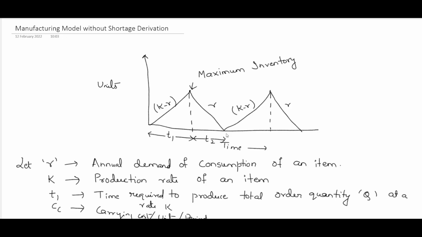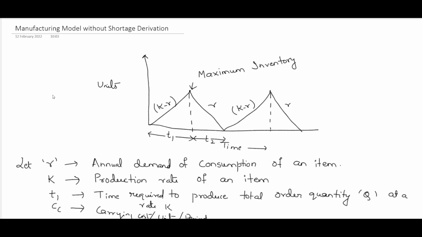And similarly, during the period T2, in this zone, production is discontinued, but consumption continues. That's why you can see that inventory goes from the maximum back to zero. Here it only is consumed at the rate R. Hence the inventory decreases at the rate of R units per period during this period.